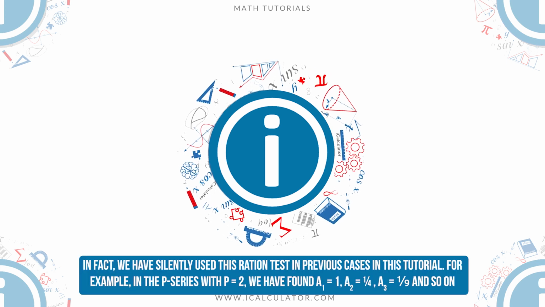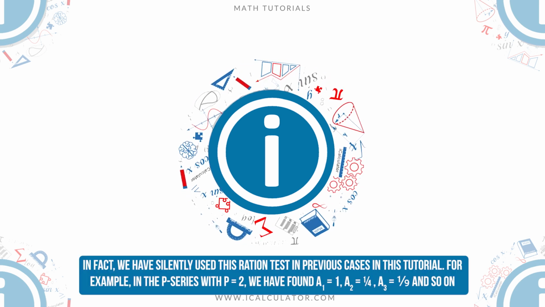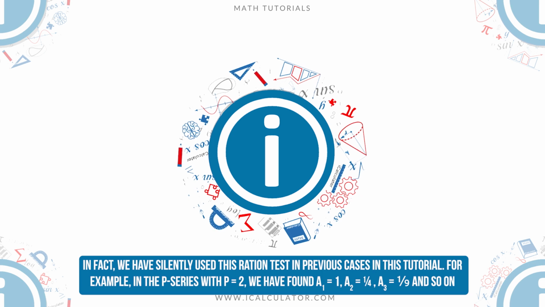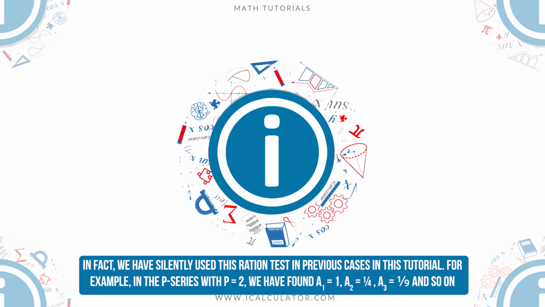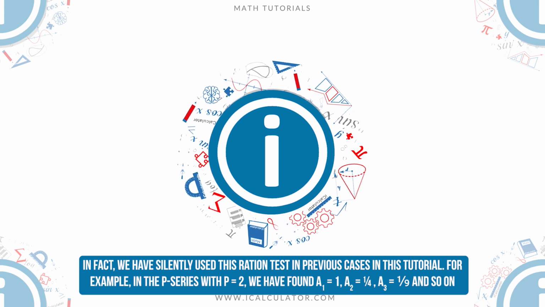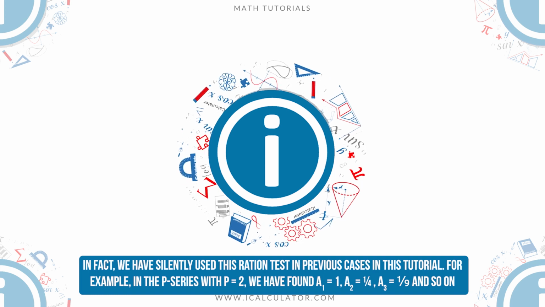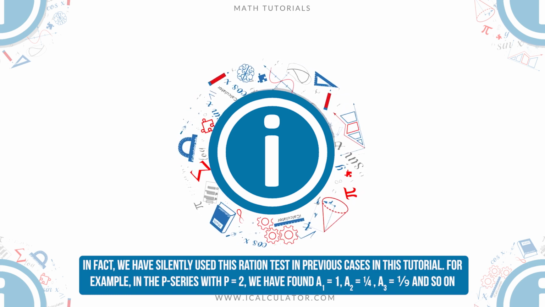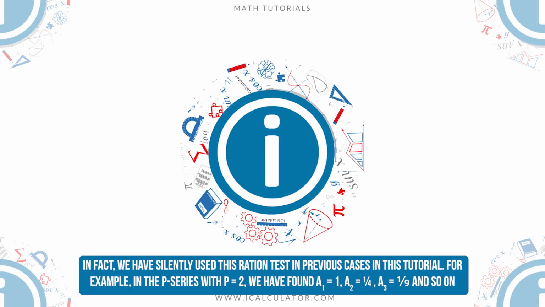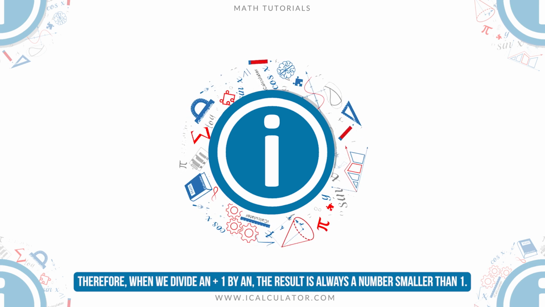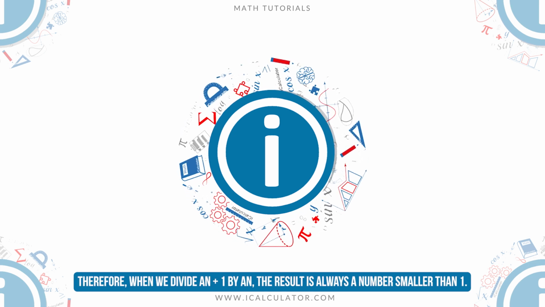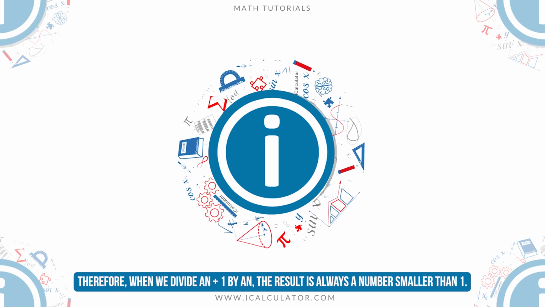In fact, we have silently used this ratio test in previous cases in this tutorial. For example, in the P series with P equals 2, we have found a 1 is equal to 1, a 2 is equal to 1 over 4, a 3 is equal to 1 over 9 and so on. Therefore, when we divide a n plus 1 by a n, the result is always a number smaller than 1.